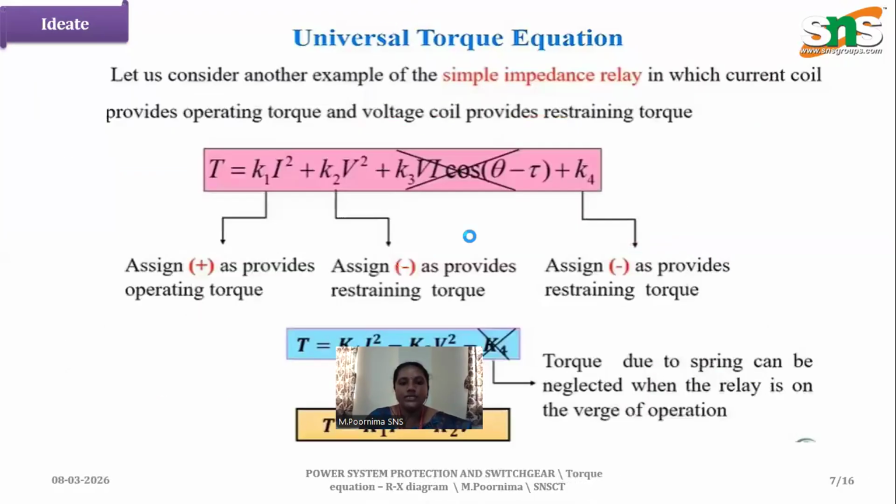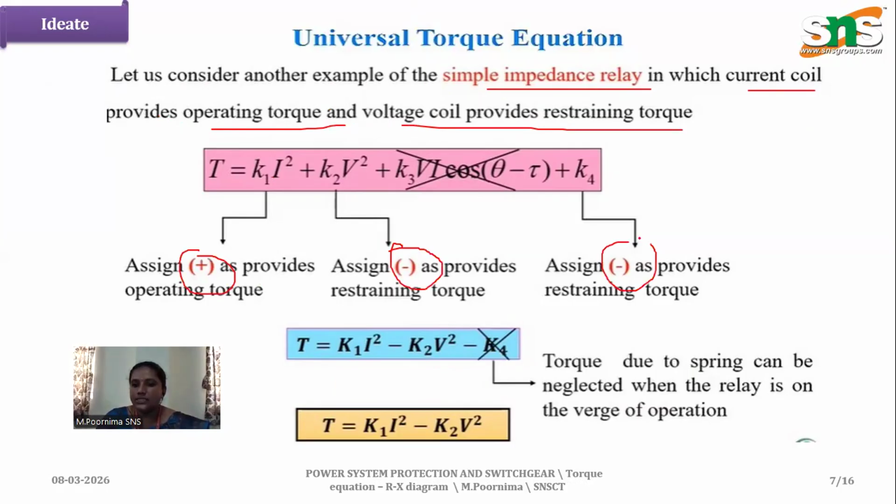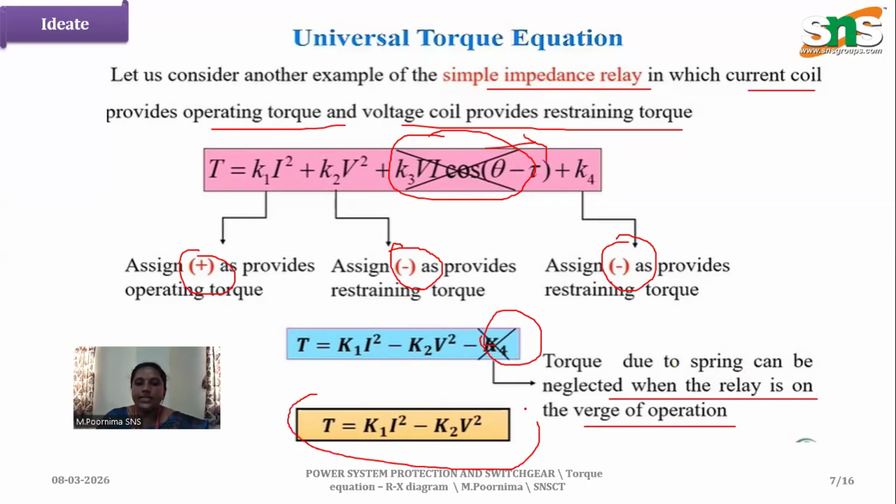Let us consider another example, a simple impedance relay, in which the current coil provides the operating torque and the voltage coil provides the restraining torque. So one is assigned positive and the other negative. The VI term gets cancelled, and the voltage term is opposed as negative. The torque due to the spring can be neglected when taking the average of the operation. Finally, the torque equation has the current coil and voltage coil torques.